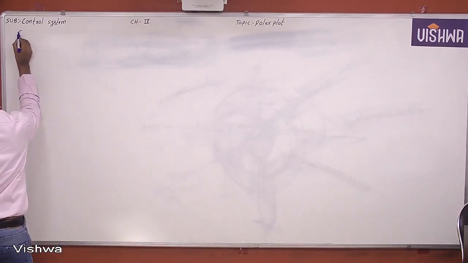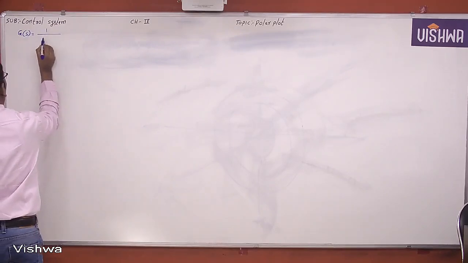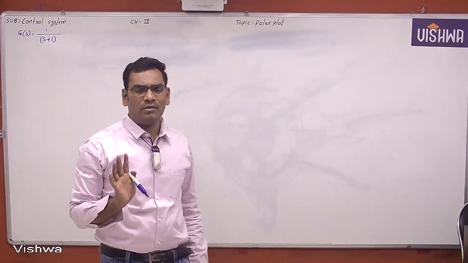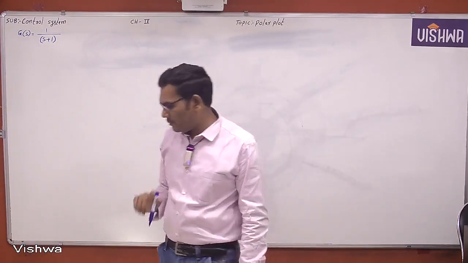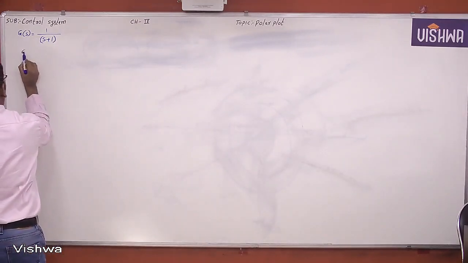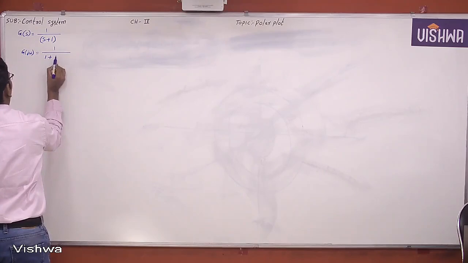Now let us take one small problem, G of s equal to 1 by s plus 1. First, follow the general procedure, which will be the standard procedure for any problem. First replace s equal to j omega. This is the frequency response: 1 divided by 1 plus j omega.